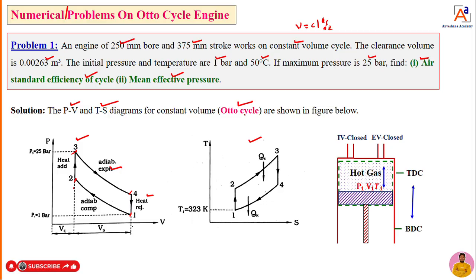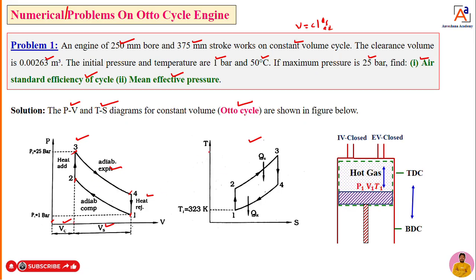Then for 1 to 2, whatever volume we have, we can call it the swept volume. From here to here, this is the cylinder head, and the distance between the cylinder head and the TDC we can call the clearance volume. I will tell you what the clearance volume and swept volume are. So this is the PV diagram.